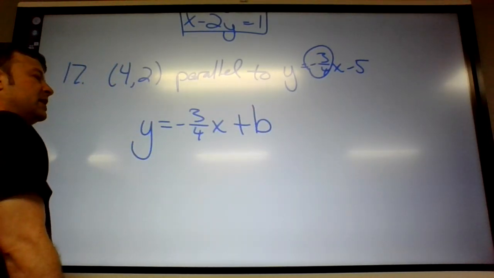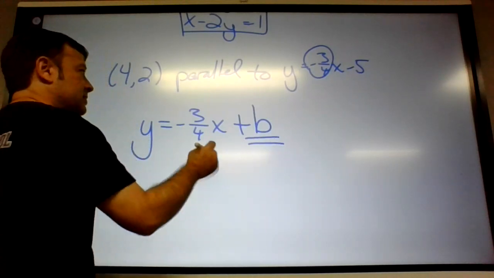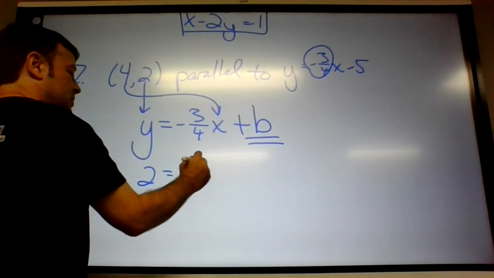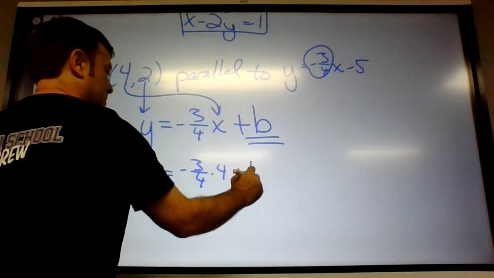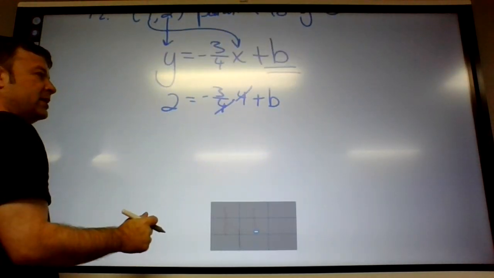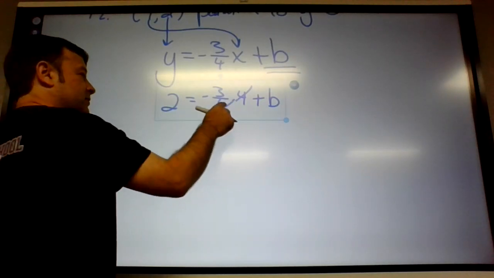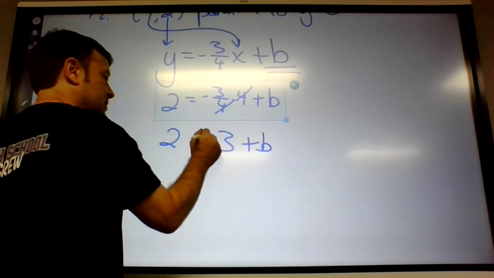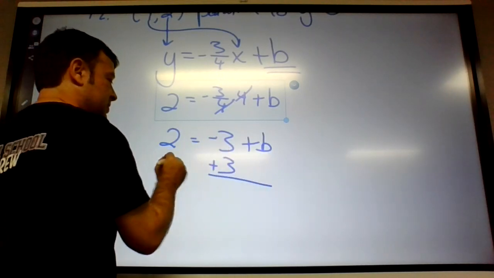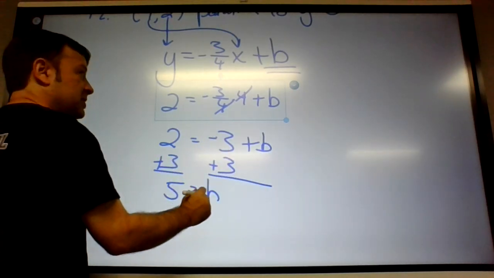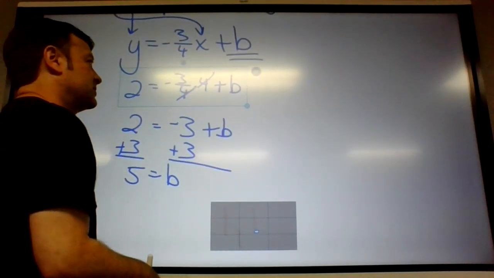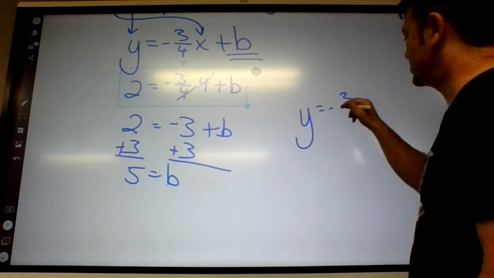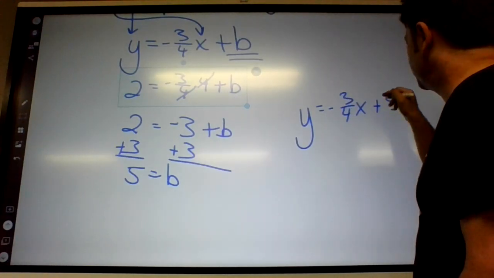And then how do we find our b? Plug in, same thing we've been doing. Plug in the 4 and the 2. So the 4's go away, and we get -3. So what do I need to do to solve for b? Add 3. So b is 5. It almost looks the same as theirs, but that's kind of a coincidence on the b value.